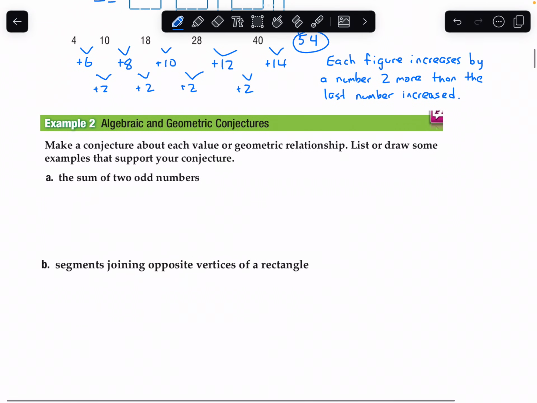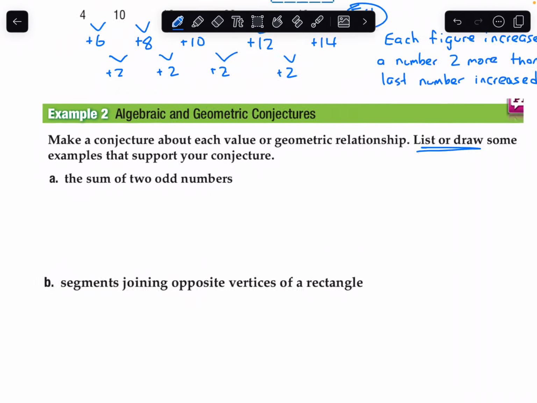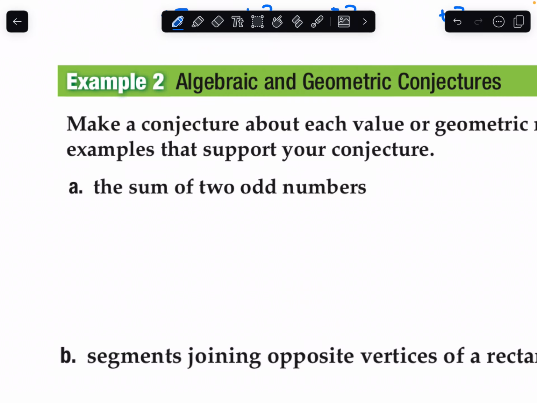Okay, example number 2. Algebraic and geometric conjectures. So now we're going to make a conjecture about each value or geometric relationship. We will have to list or draw some examples to support your conjecture. A says the sum of 2 odd numbers is what? What about the sum of 2 odd numbers? I don't know. Let's find out.